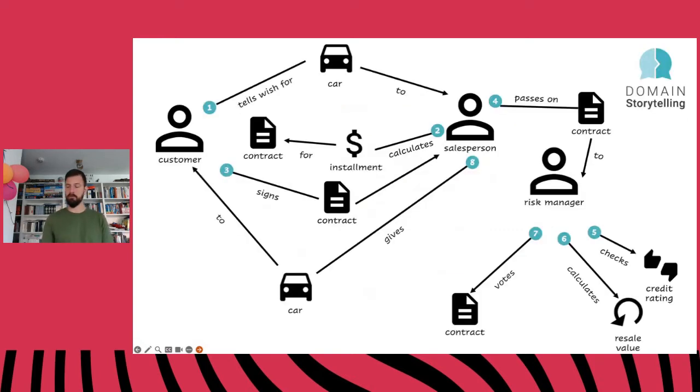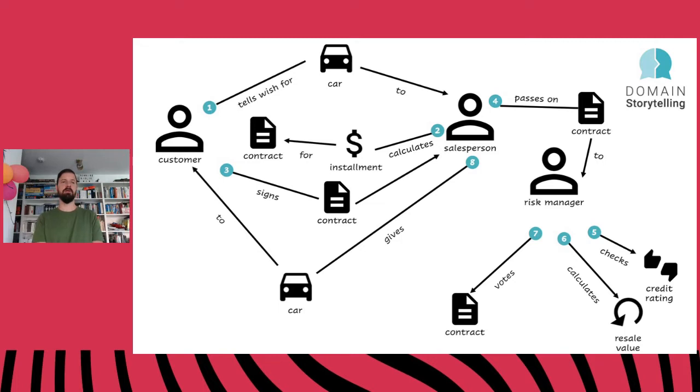When we go back to our domain story, you can see these stick figures, those are the actors. Then we have the work objects here, the car, the contract. And then we have the arrows, those are called activities, like give, or sign, or tell. Those are the simple elements of a domain story. So we discuss with our users where the boundaries are, which activities belong together.